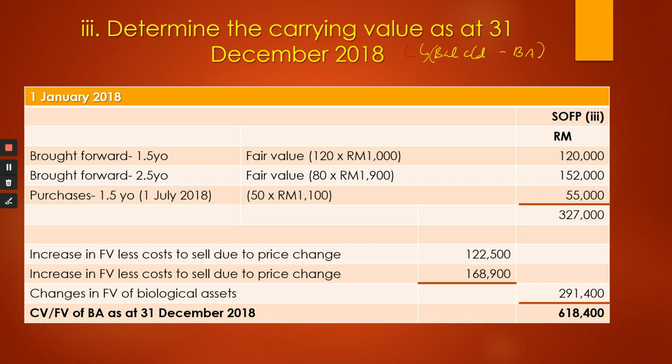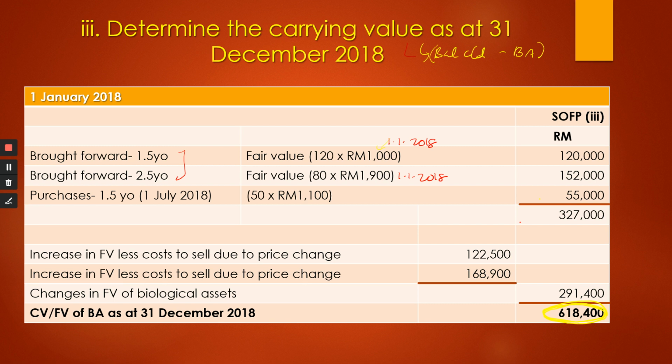However, if you prepare the biological asset account, you should have a balance of 618,400. But here, what you're going to do is find out the beginning balance. These are from the price as at 1st of January 2018, because you want to know the beginning balance.